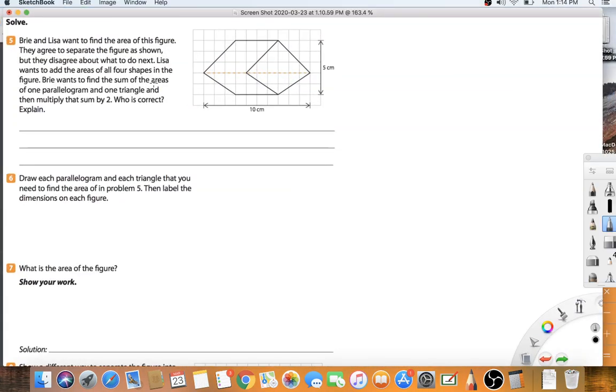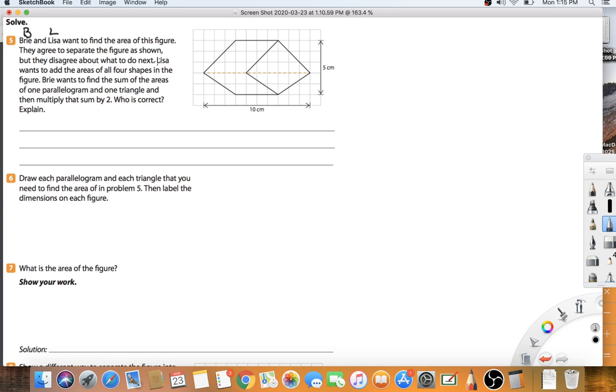Number 5 says, Bria and Lisa, B and S, let's just label it already, want to find the area of this figure over here. Beautiful figure. They agree to separate the figure as shown, but they disagree about what to do next. Lisa wants to add the areas of all 4 shapes in the figure. Bree wants to find the sum of the areas of 1 parallelogram and 1 triangle and then multiply that sum by 2. Who is correct?